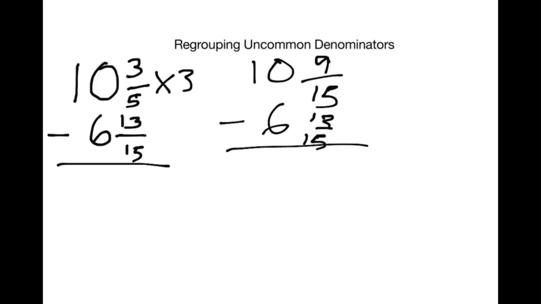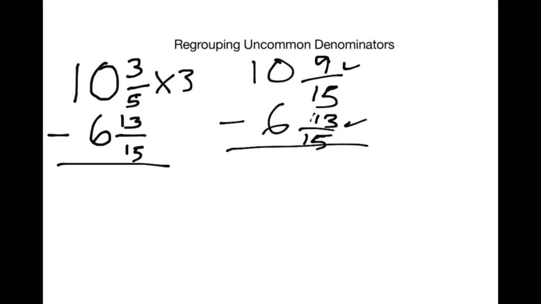Let's see if we can get that straightened out so you can see it. 13 over 15. So that's what we ended up with. But we still have a problem because you can't take 13 from 9, because 13 is greater than 9.